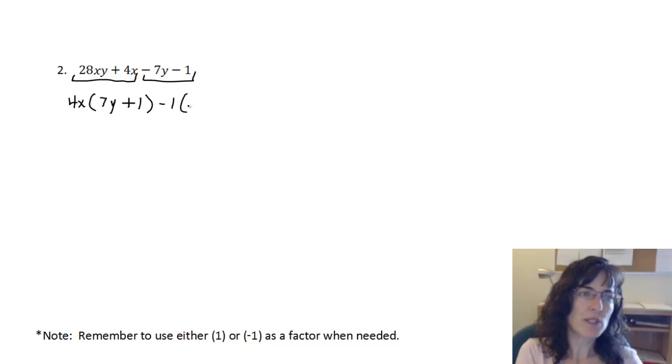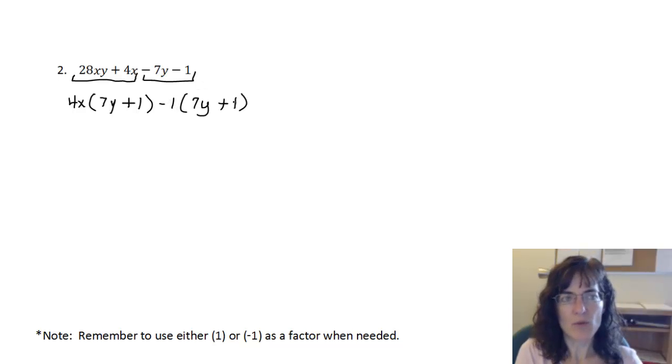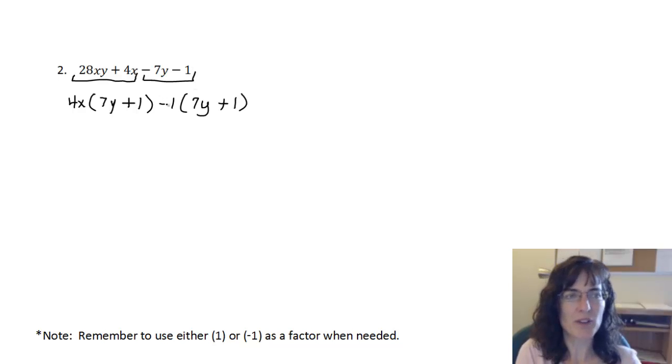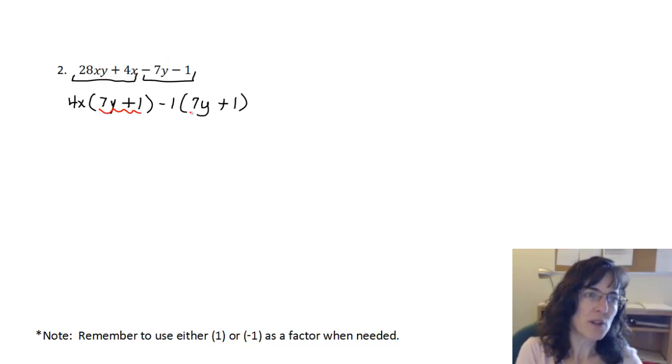So negative 1 times what will give me negative 7y? The answer is 7y. Negative 1 times what will give me negative 1? It already is, so the default is a positive 1. And now if I distribute a negative 1, I get negative 7y, and a negative 1 here, I get negative 1. So I know it's equivalent. That's really important when you factor out a negative. Double check yourself there. But now I can see I've got 7y plus 1 on both.